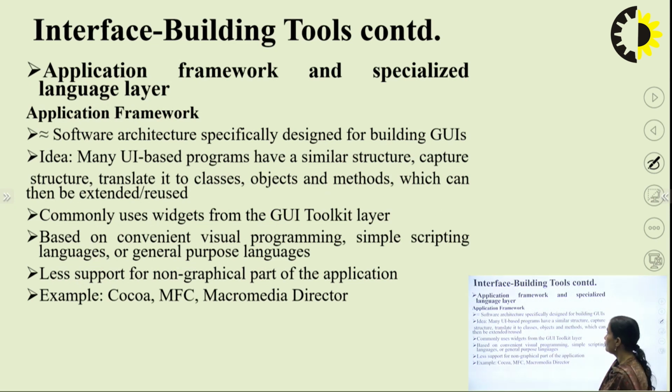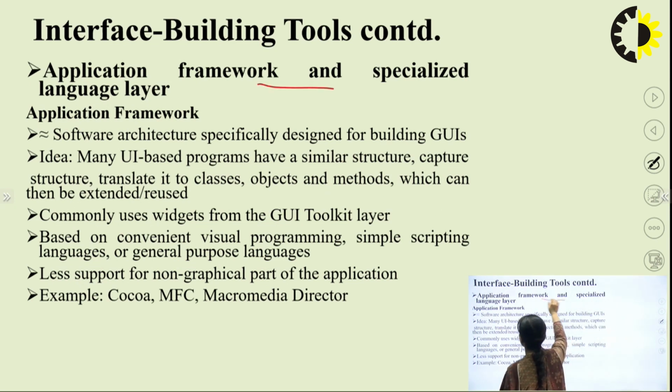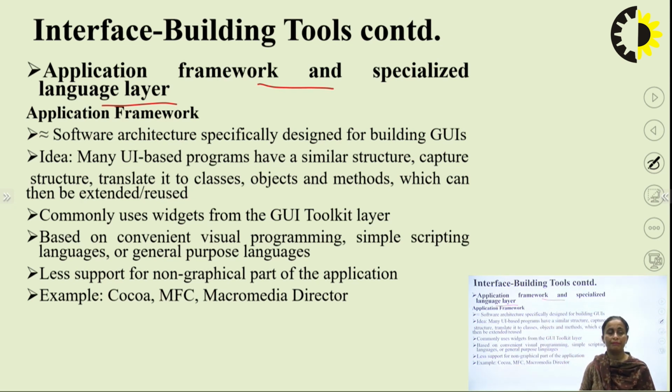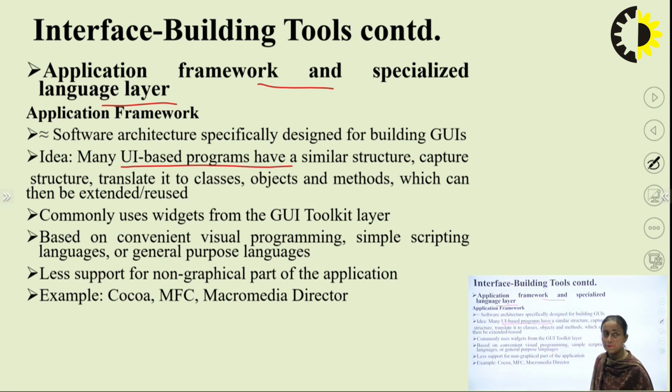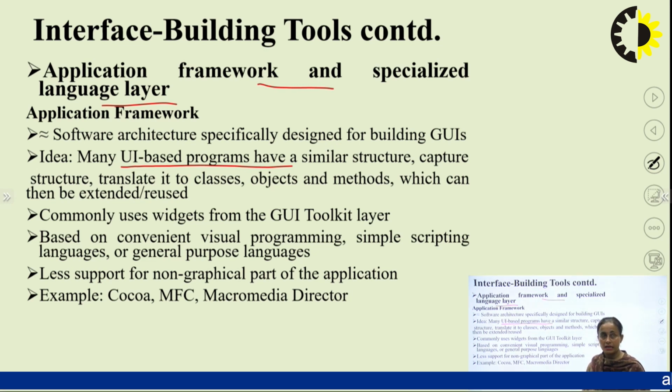Then we have the application framework and specialized language layer. Here we are talking about the application framework, means software architecture specifically designed for building these GUIs. The main idea that came was that many user interactive programs have a similar structure, so they capture the structure and translate it into classes, then objects and methods, so that they can be reused further.